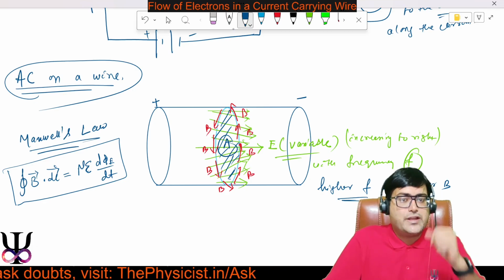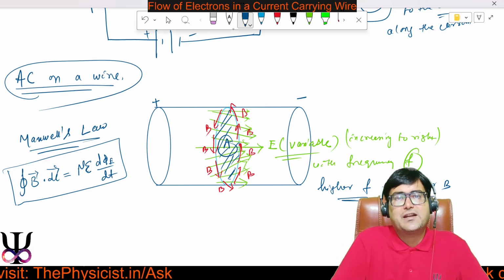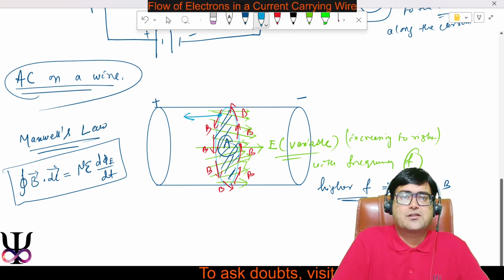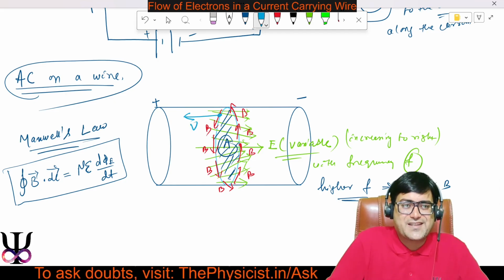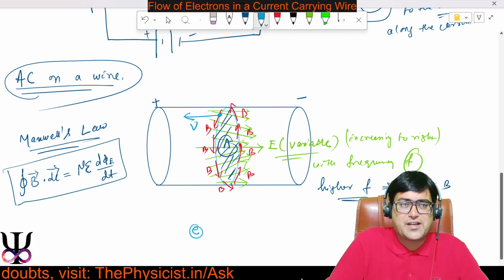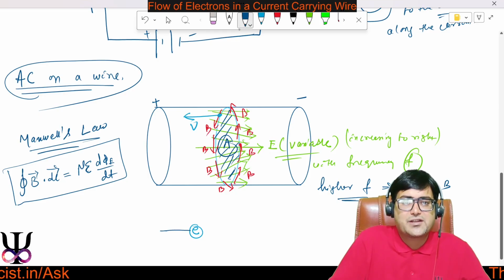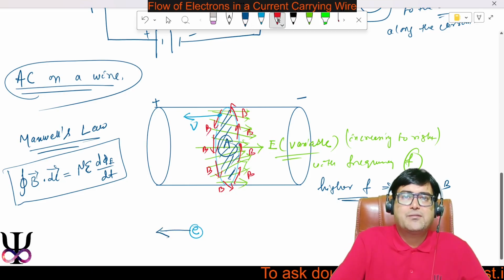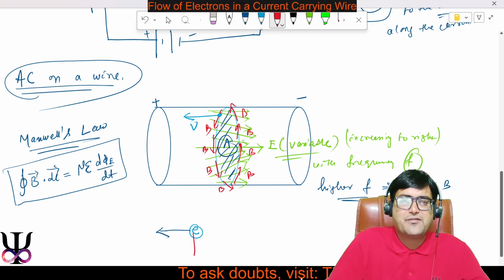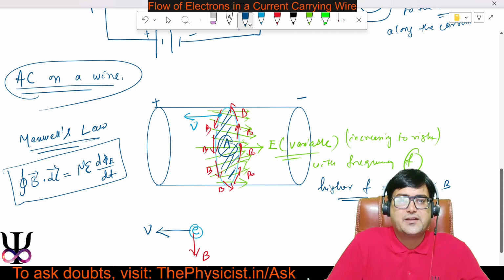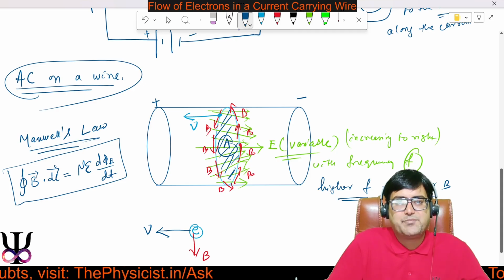So now, let us understand, since it's positive and negative, there is an electron. Imagine there is an electron that is trying to go in this direction with some drift velocity v, right? This electron is negatively charged, and it is trying to move in this direction. At that point, let's suppose the magnetic field is in this direction. So this is V and this is B.